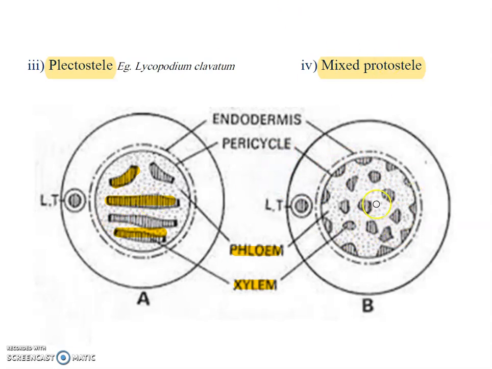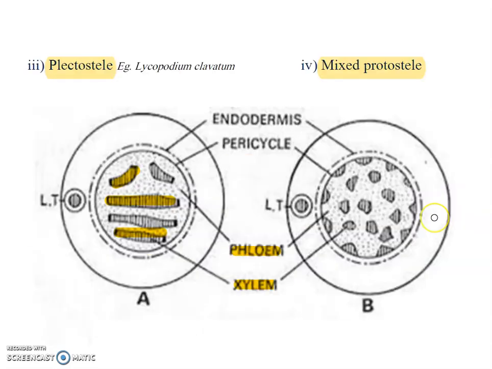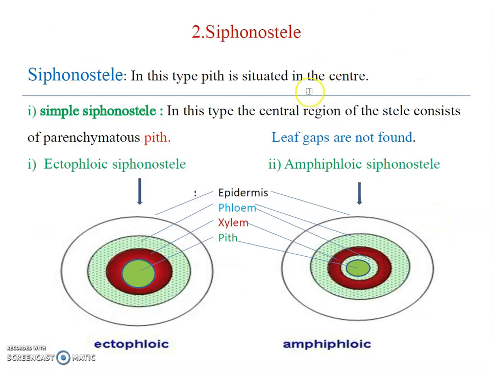In this condition, pith is absent. Remember, the pith is absent. So these are the four types of protostele. The main protostele's important character is that it is without pith. Pith is absent. So what does pith mean? Pith means central tissues, parenchymatous tissues, called pith.